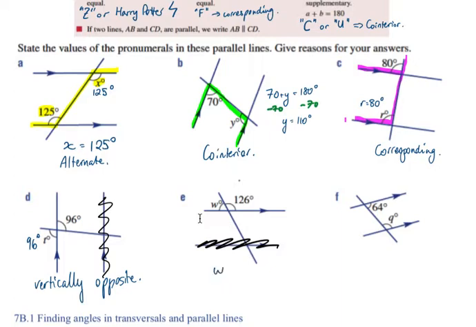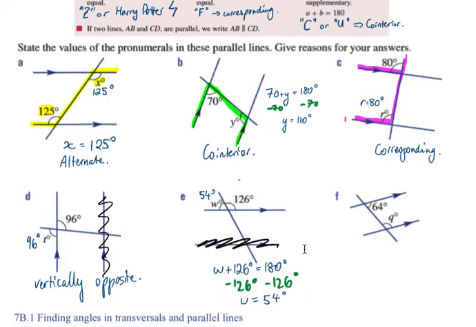So W plus 126 degrees has to equal 180 degrees. What could that angle be? Well, you could either guess it or estimate it, or take 126 from both sides and you get W is equal to 54 degrees. Now I like to write the final answer on the diagram myself. Makes life a little bit easier. Oh, we meant to say the reason. So our reason is supplementary.